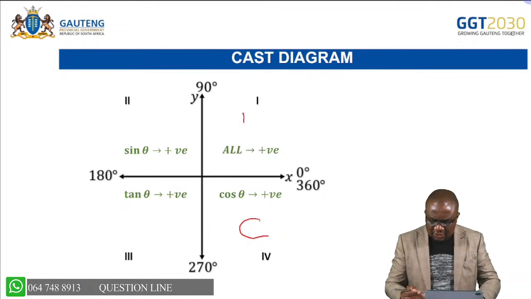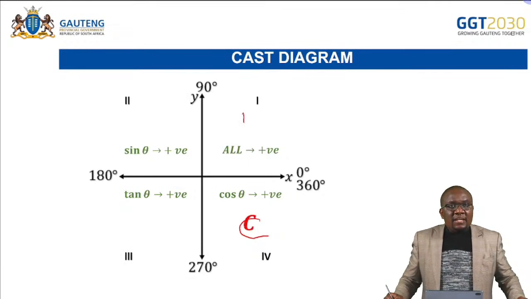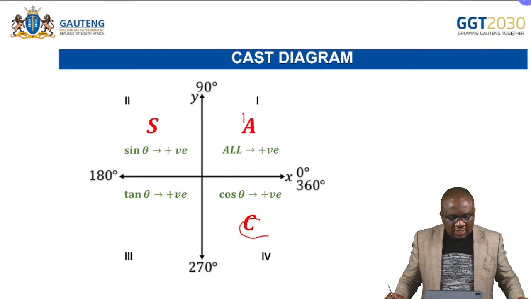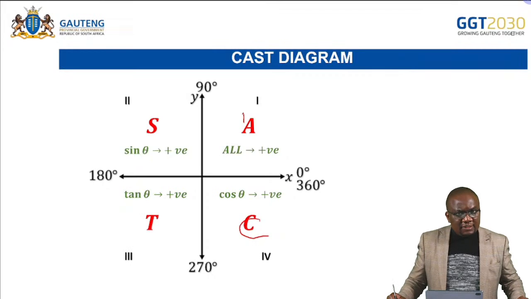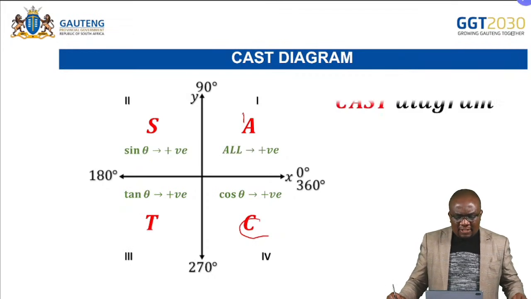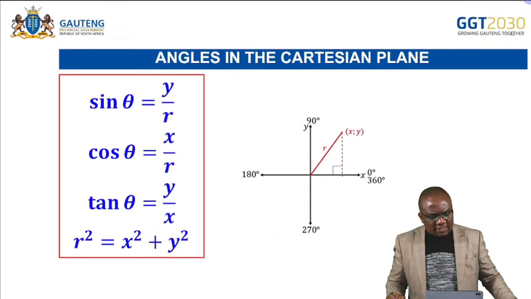Let me use my animation here. CAST: C, cos is positive in the 4th quadrant. All of them are positive in the 1st quadrant. Sine theta is positive in the 2nd quadrant. And tan theta is positive in the 3rd quadrant. Remember that. And then something else I want you to remember is this.